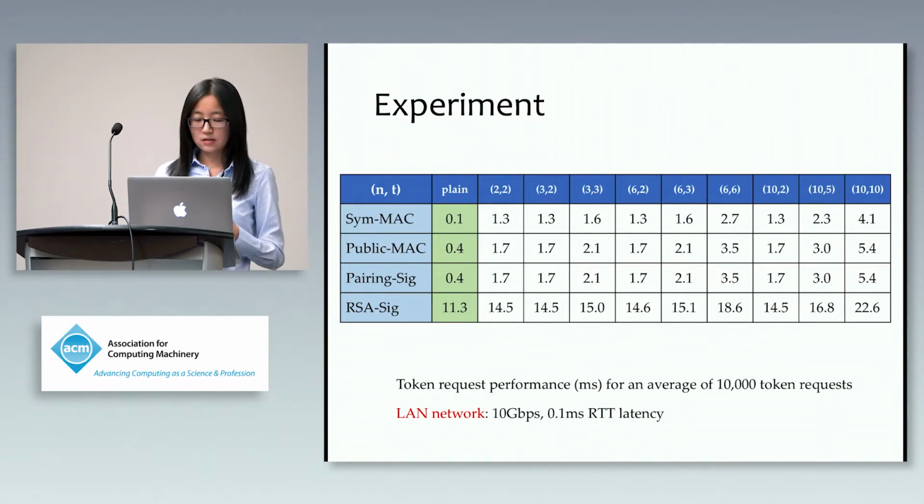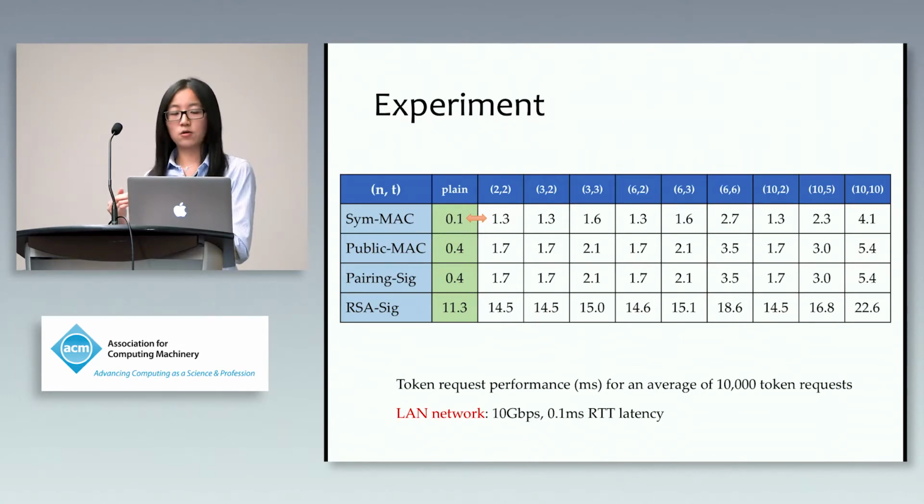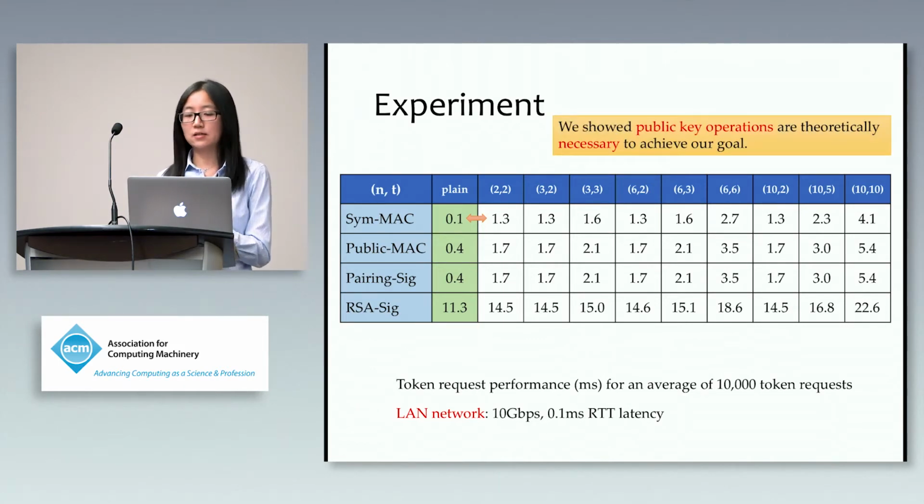And the overhead is slightly higher in the symmetric key-based MAC case. And the reason is that in the plain setting, it is purely symmetric key. But our PASTA protocol inherently uses public key operations. So that's why there's a higher gap there. But we also prove that public key operations are necessary to achieve our goal. So this kind of gap is unavoidable in this case.